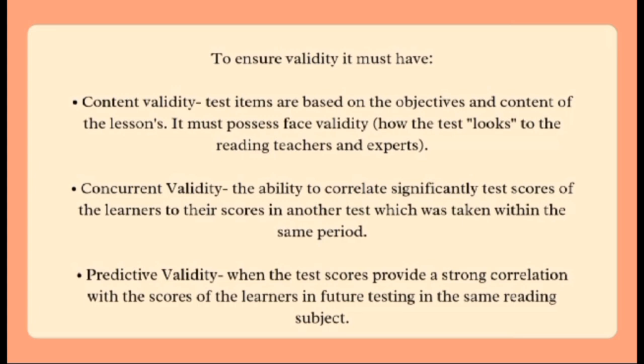Next example is low congruent validity. A new reading comprehension test shows a weak or no correlation with scores on a well-established reading comprehension test. This suggests the new test may be measuring something different or is unreliable.